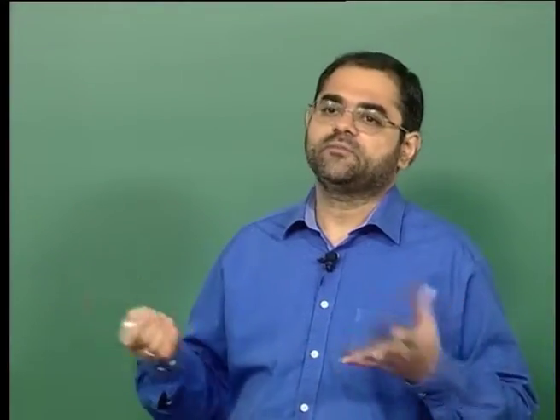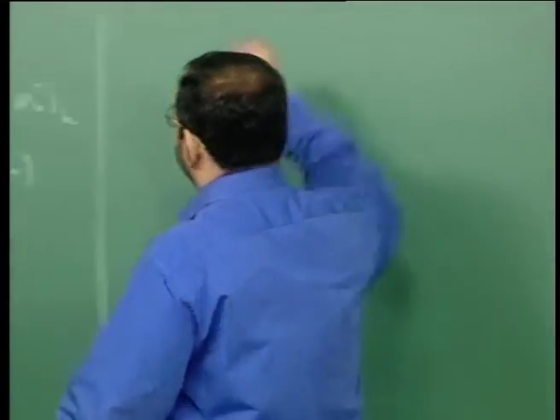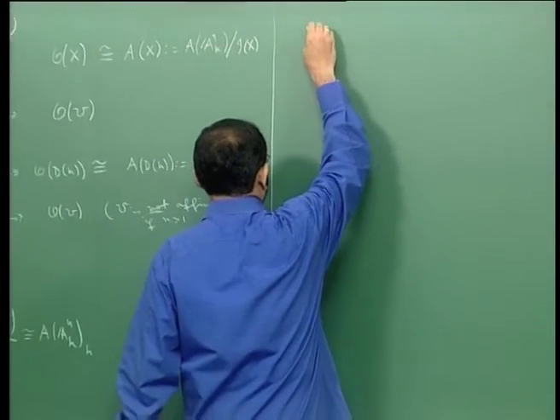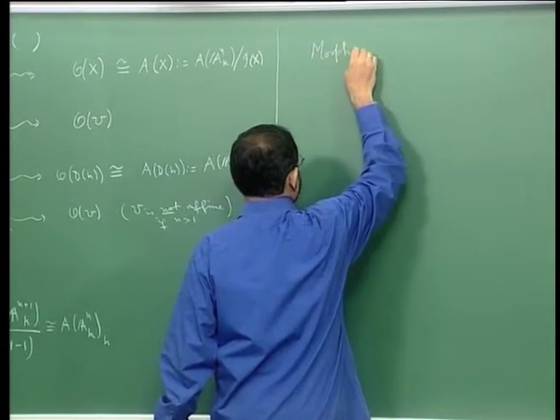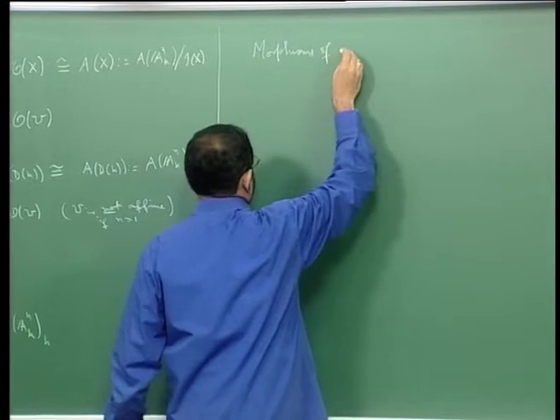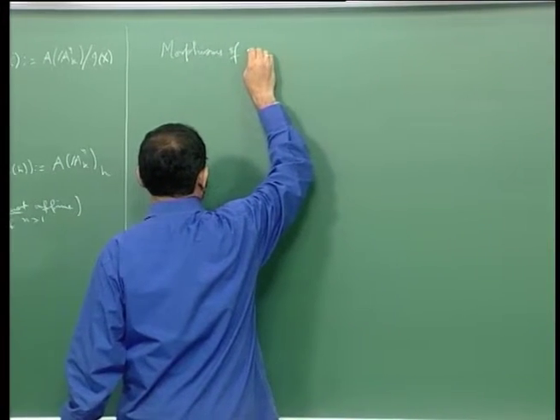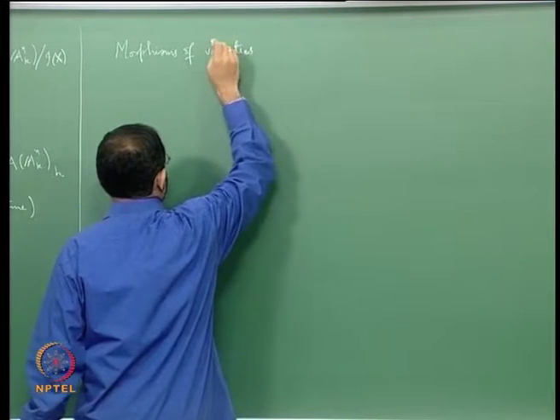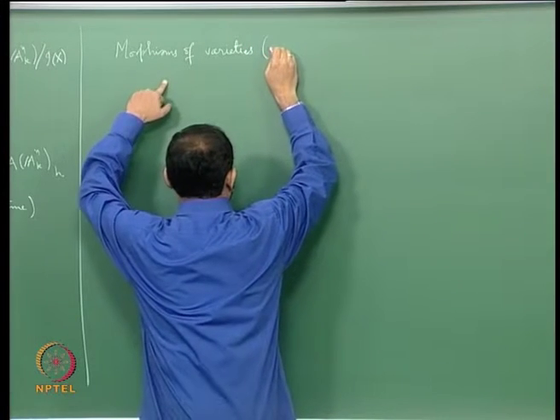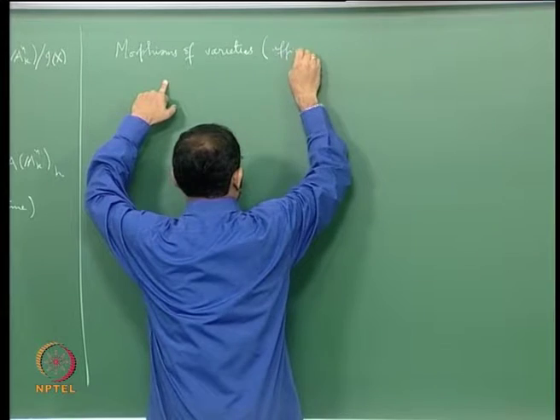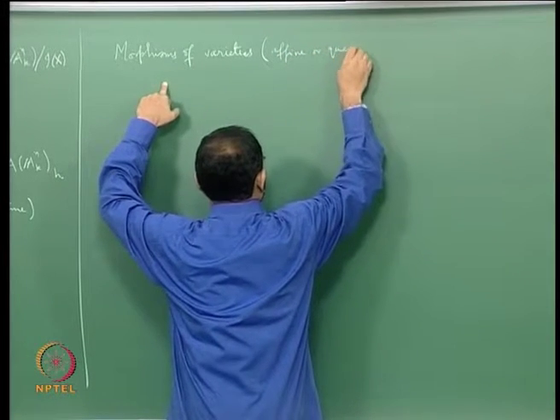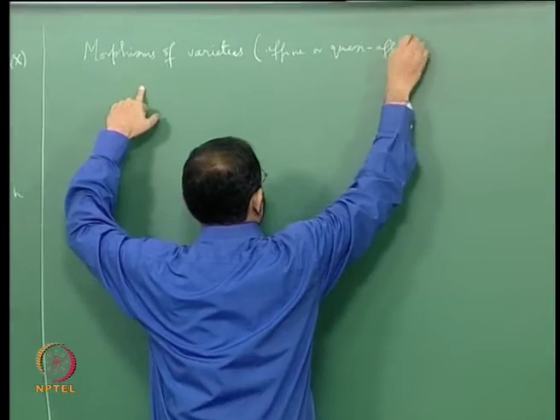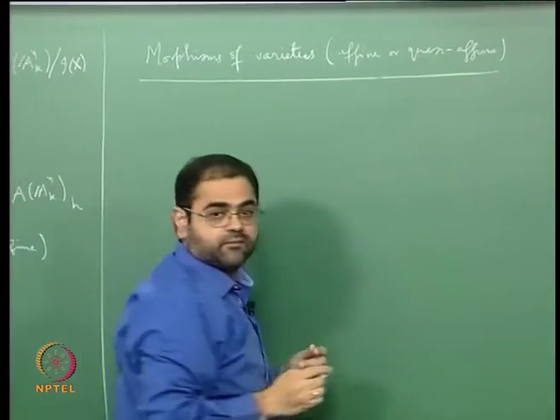So basically isomorphisms can be defined if I can define morphisms, and so what I am going to do next is define morphisms. Let me put that as a title here: morphisms of varieties. By varieties I mean either affine or quasi-affine varieties. How do I define what a morphism is?